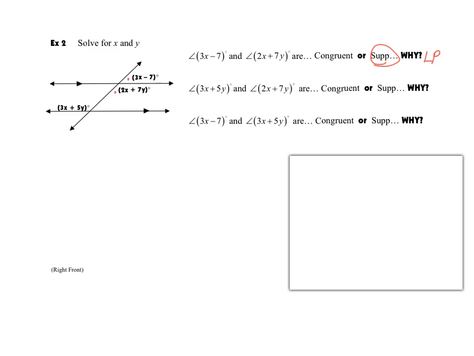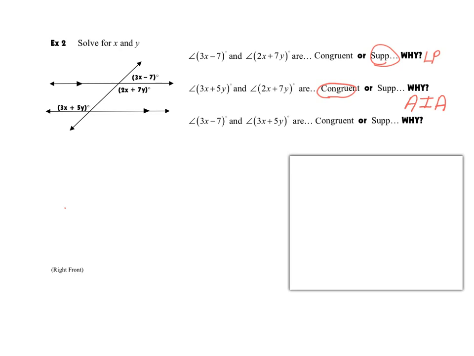Let me erase that. And then if we look at our next set, they're going to ask us to look at 3x plus 5y, which is right here, and 2x plus 7y, which is right here. And we are asked if those are congruent or supplementary. And if we look at the location of those, we should say that they are going to be congruent. And the reason why is that they are alternate interior angles, alternating around the transversal on the interior. And so they would be congruent.